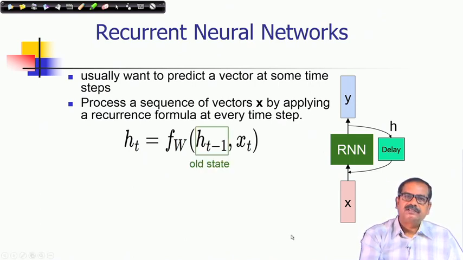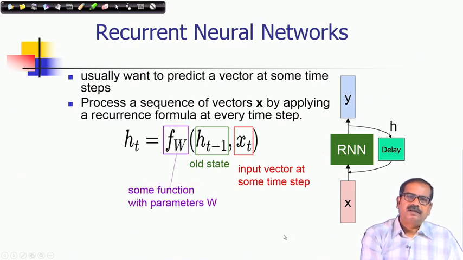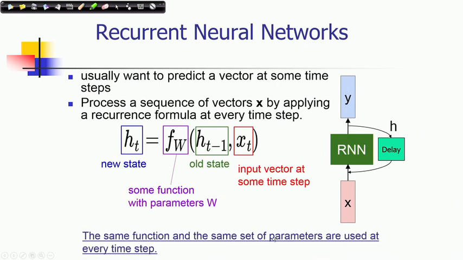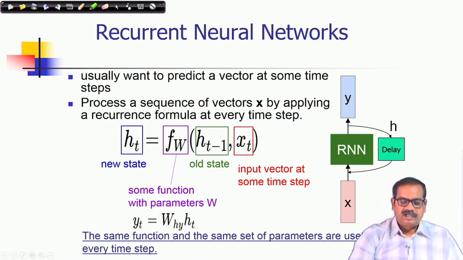So, h t minus 1 is the old state, x t is the input vector at some time stamp, and w is the function with parameter w, and h t is the new state. The same function and the same set of parameters are used at every time stamp, and y t can be considered as a function of h t, it is a linear function. W h y is the weights connecting the intermediate output of the neuron to the final output.